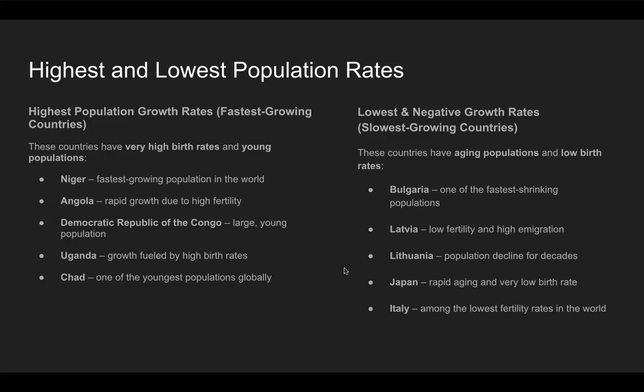On our right side over here, the lowest and negative growth rates. Like Bulgaria, one of the fastest shrinking populations. Latvia, low fertility and high emigration. Lithuania, population decline for decades. Japan has rapid aging and very low birth rates. And Italy, among the lowest fertility rates in the world.